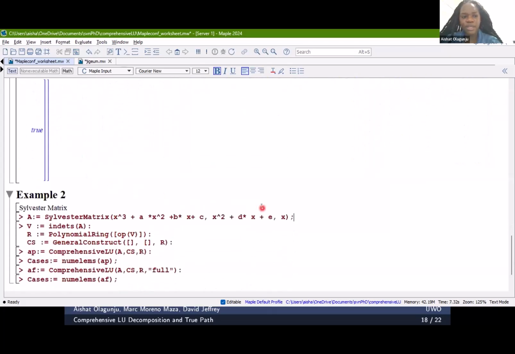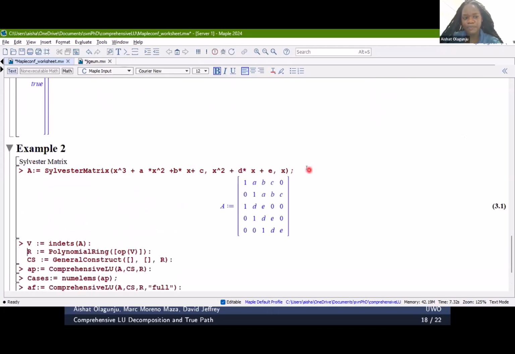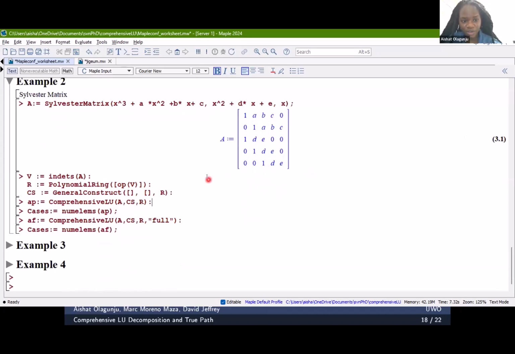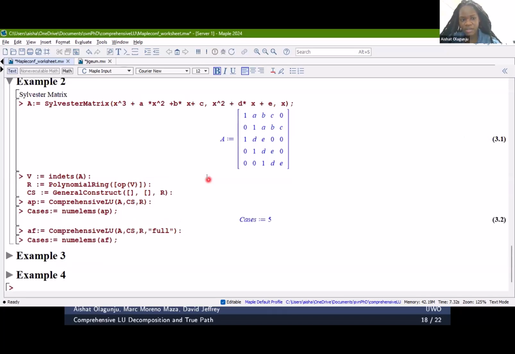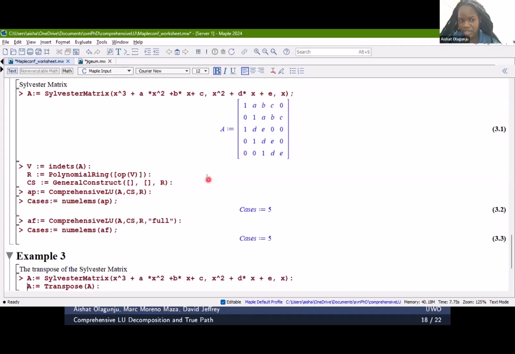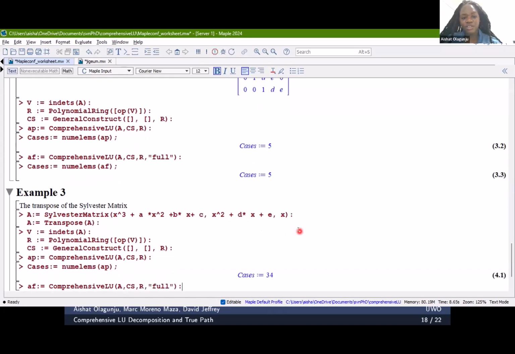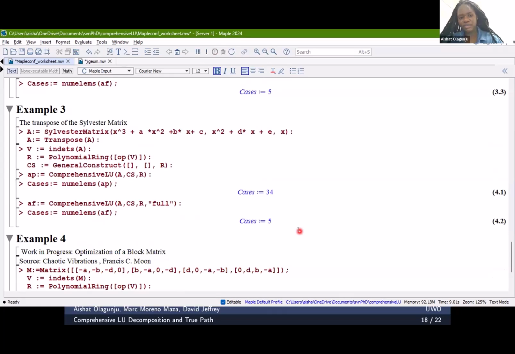Another example would be this Sylvester matrix, which we define, and we also define our polynomial ring and the given constraints. We compute the CLU decomposition, and we have 5 cases for that. With the full option, we also have 5 cases. But if we transpose that particular Sylvester matrix and we compute the comprehensive LU with partial pivoting, we end up with 34 cases because we have limited the search to only the first column. But with full pivoting, we end up with 5 cases again, which is the initial one we started off with.